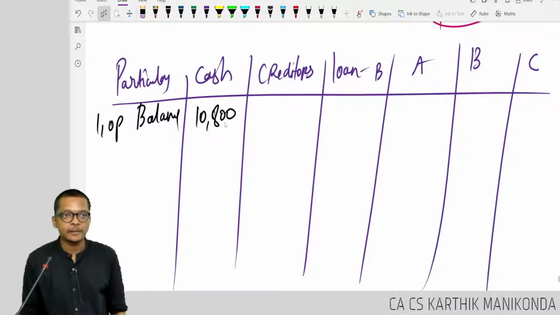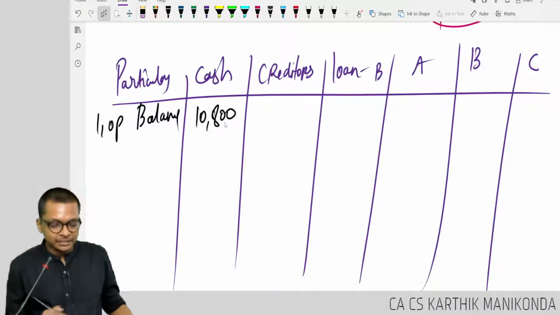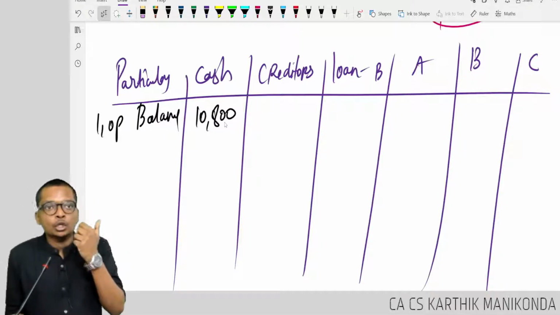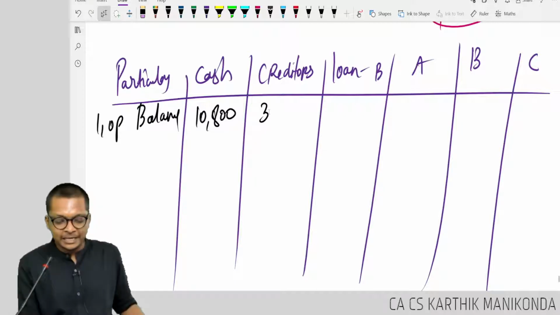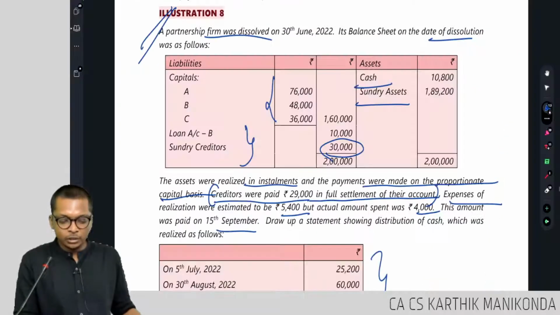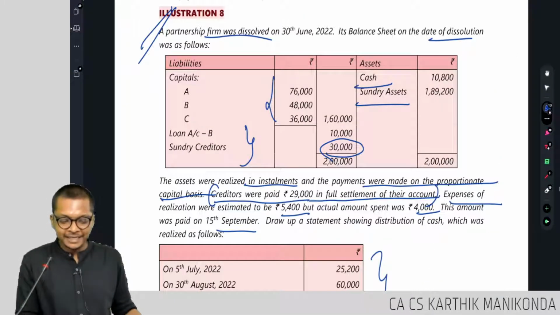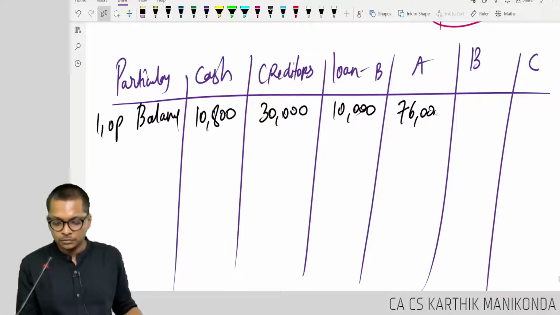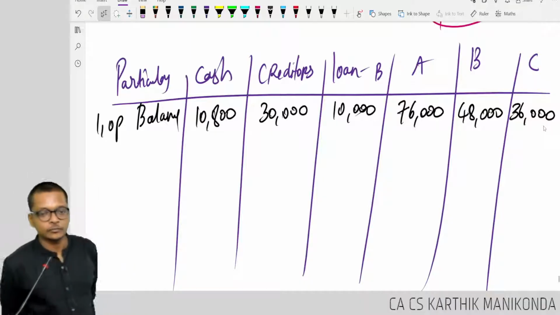Creditors is how much? 30,000. But we have to pay them only 29,000. 1,000 is discount. So, but let me write the opening balance as it is. Loan of B is 10,000. ABC, A is 76,000. B is 48,000. C is 36,000. Are you guys following?